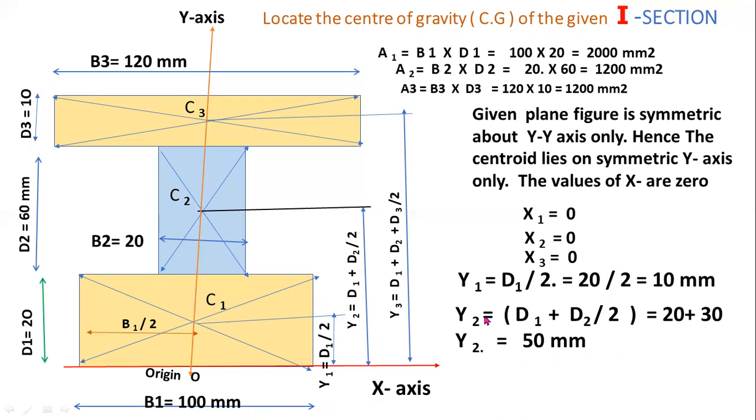In a similar way, y3 equal to depth of the bottom rectangle plus depth of the web plus half of the depth of the top flange. So y3 equal to d1 plus d2 plus d3 by 2. d1 equal to 20 plus d2 equal to 60 plus d3 equal to 10 by 2, so d3 by 2 equal to 5. 20 plus 60 plus 5 equal to 85 mm.